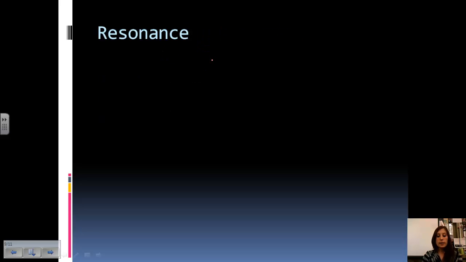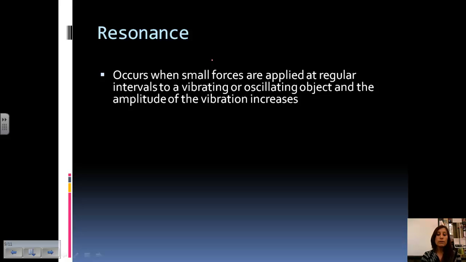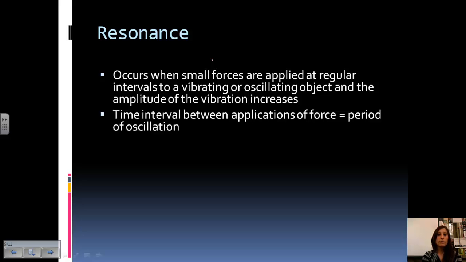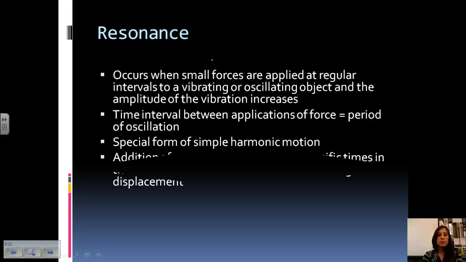We've been talking about simple harmonic motion and things going back and forth, and this also relates to resonance. This occurs when small forces are applied at regular intervals to an already vibrating or oscillating object, and because of this small force being applied, the amplitude, or the amount of the vibration, increases. The time interval between the applications of force is what's called the period of oscillation. So how often are you pushing on this object or applying a force? This is a special form of simple harmonic motion.